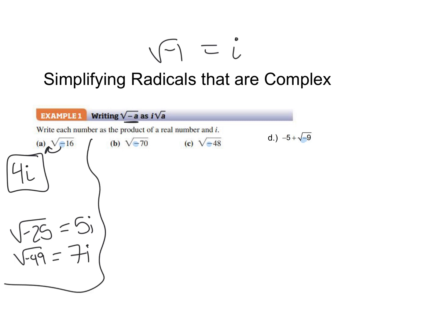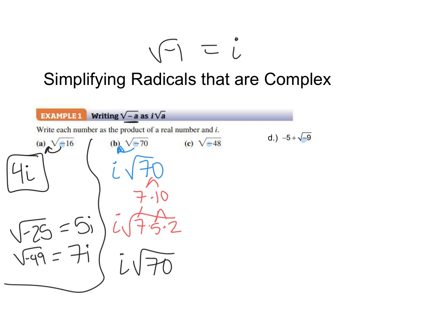When it's not a perfect square, like 70, I can still remove the negative by placing an i in the front, and then I would factor down 70. As I factor 70, I realize I can't take anything out. It's 7 times 5 times 2. There are no perfect squares in 70, so there is nothing else I can do. I can just leave it as i square root of 70.